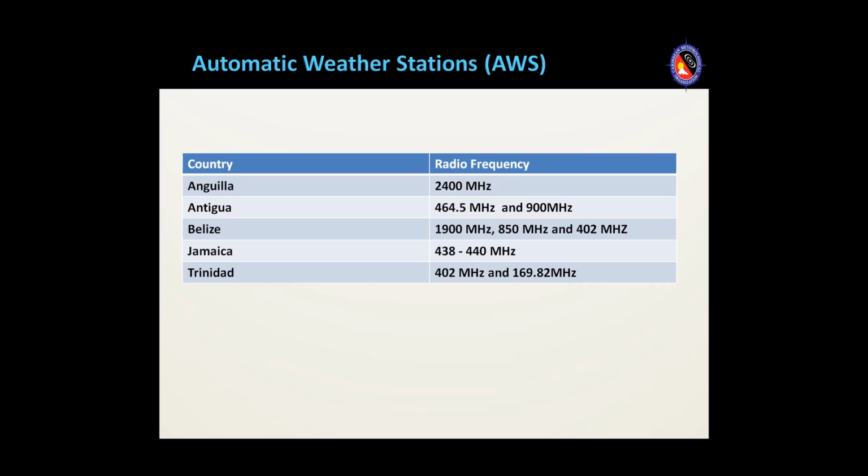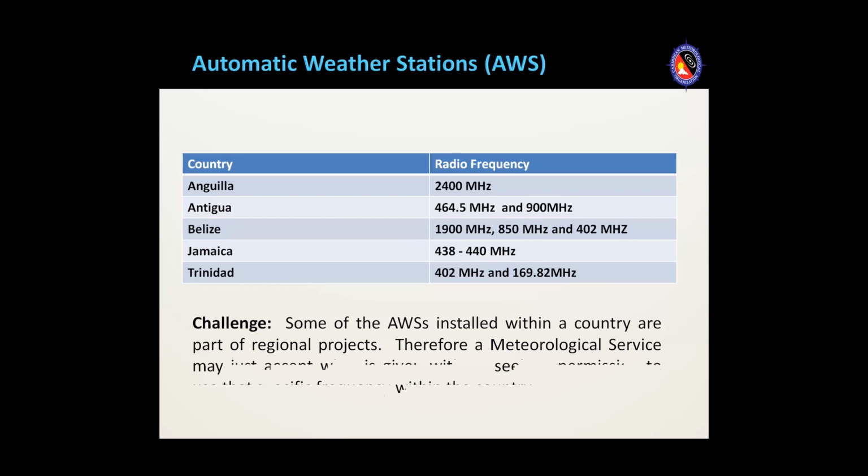But with that comes challenges, because for the most part, countries in the region rely on projects to get observing systems. Therefore the meteorological service may be provided with an automatic weather station or many automatic weather stations for which that frequency has not necessarily been assigned to the Met service within the country, and that is something that needs to be addressed.